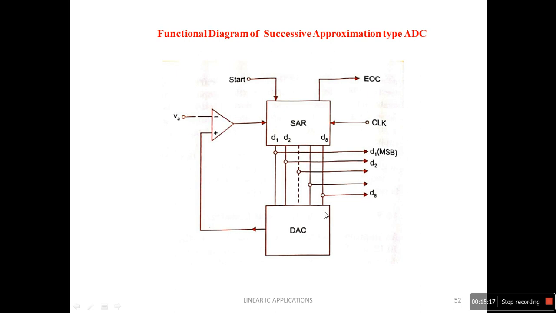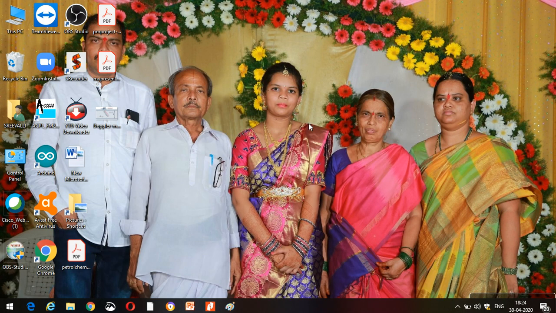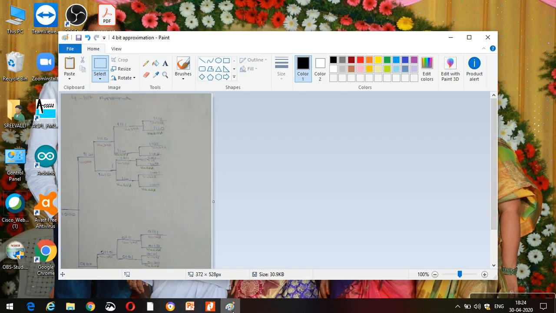So like that we are going to convert the analog voltage to digital. So we will see. I am going to explain for a small 3-bit successive approximation.